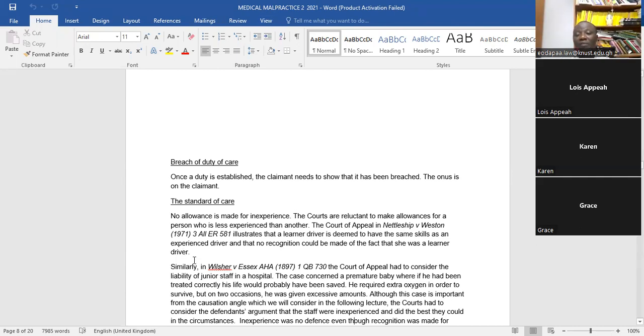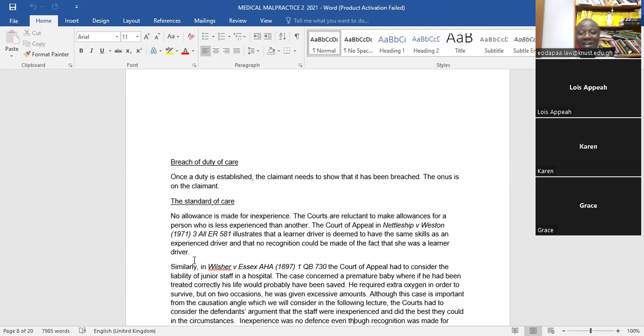So, talking about breach of duty of care, we must first ask ourselves, what was the requisite standard of care which the healthcare professional should have actually met, and which we are saying that he failed to meet. So that is the first thing that we have to talk about.